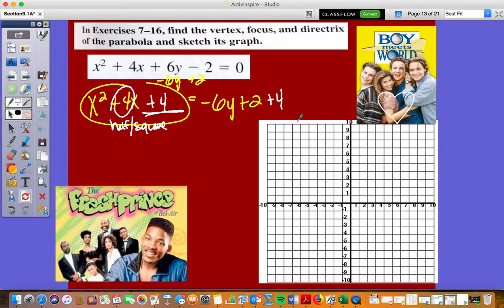Okay? Now, what two numbers when multiplied get me 4, but when added get me 4? 2 and 2, right? So what would be the left side? What would I have on the left side now?